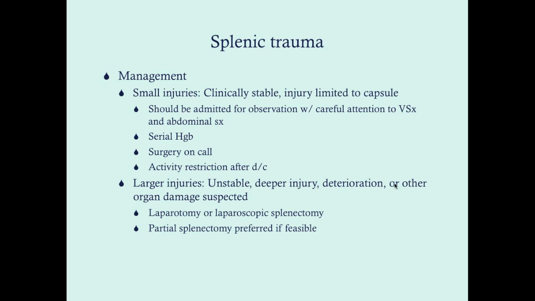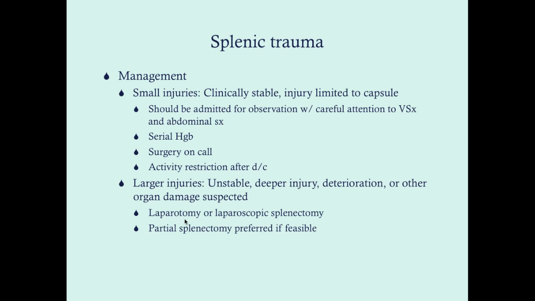So obviously the last criteria here, if there's other organ damage suspected, the reason for that is obvious. You're going to be looking at other organs anyway, so you may as well look at the spleen, but then these first three, if they're unstable, if it's a deeper injury, or if there's deterioration, obviously surgery is important because you want to see if the spleen can be salvaged.